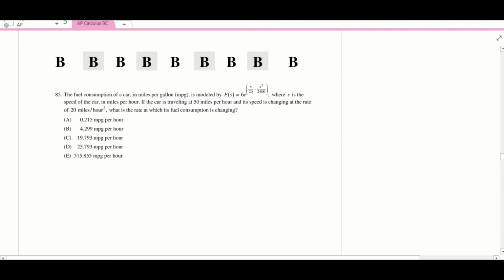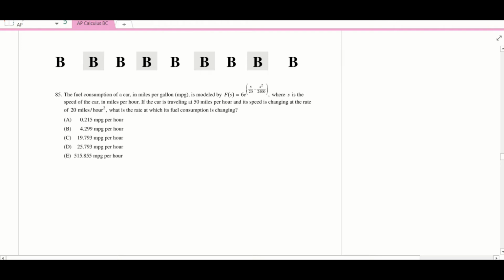All right, number 85. The fuel consumption of a car in miles per gallon is modeled by f of s equals 6 e to the power of s, whatever, I'm not going to say it, but it's there, where s is the speed of the car in miles per hour. If the car is traveling at 50 miles per hour and its speed is changing at the rate of 20 miles per hour squared, what is the rate at which the fuel consumption is changing?